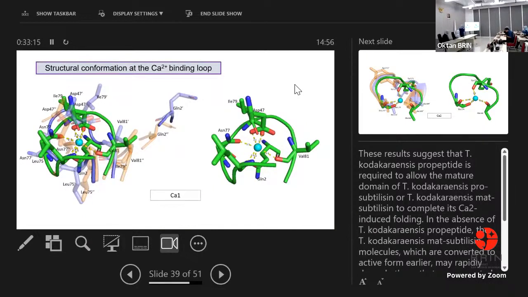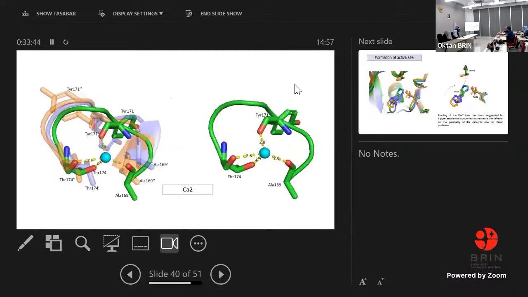Okay, the next one. This is the structural conformation of the calcium binding loop when we do the simulations. These amino acids really play a role in the calcium formations in RAN protease. And for calcium 2, there are also amino acids that form the calcium loop.